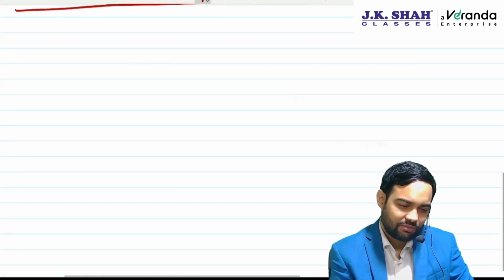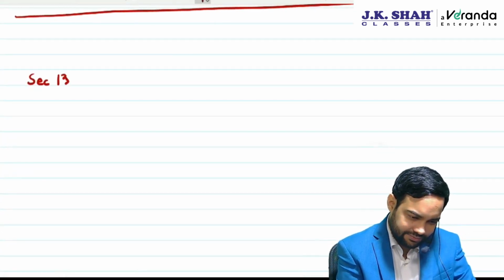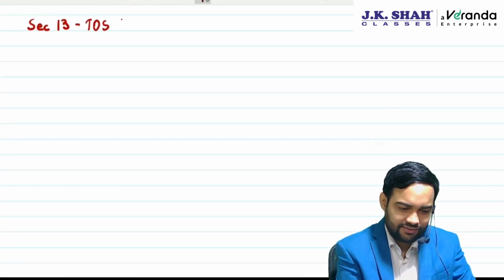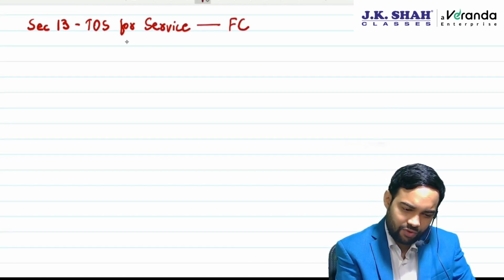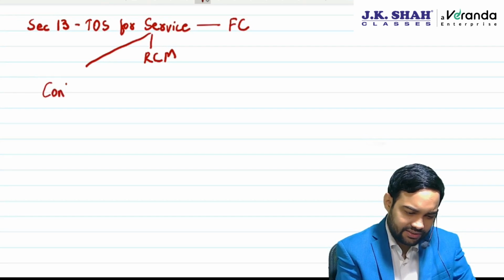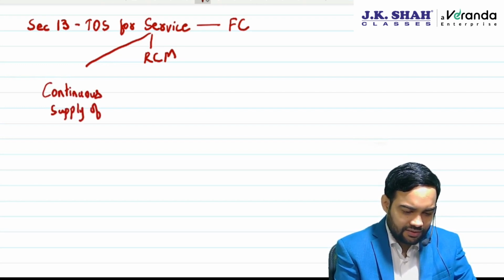Now let's talk about services. Section 13 deals with time of supply for services. Now time of supply for services can also be of three categories. There can be forward charge, there can be reverse charge, and the last one is continuous supply of service. Now let's understand each of these.